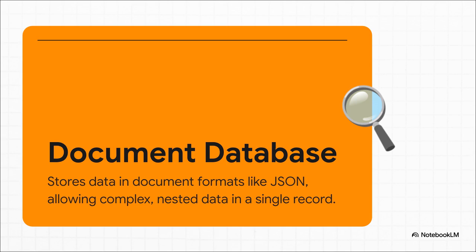See, data gets stored in these things called documents, and they often use a format you've probably heard of called JSON. And all that is, really, is a way to organize data in a simple, human-readable text format. What this means is you can store all the information about one single thing, like a product with its reviews, its different prices, and all its specs, all of it together in one self-contained record.